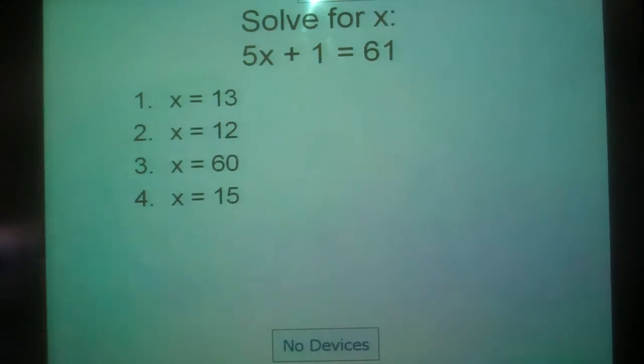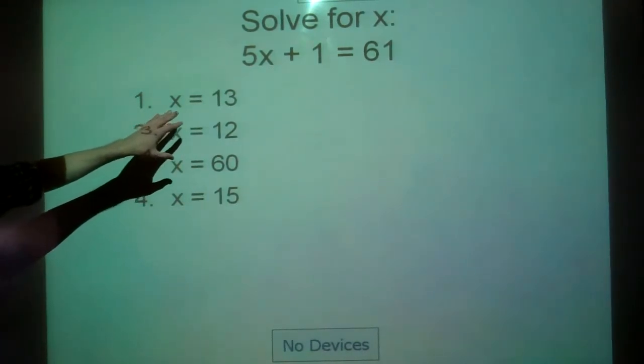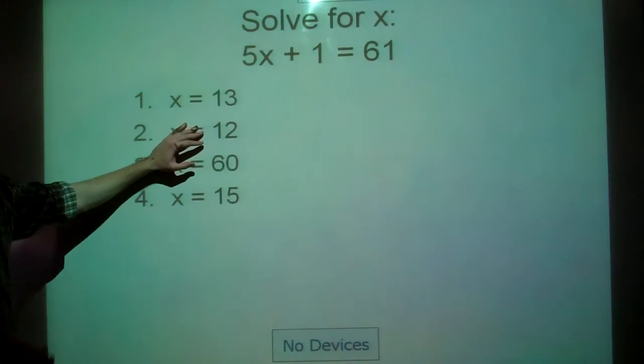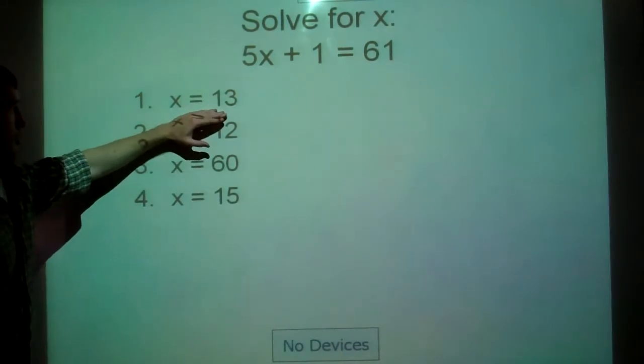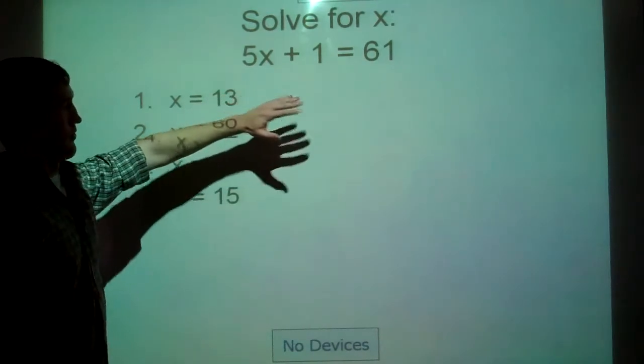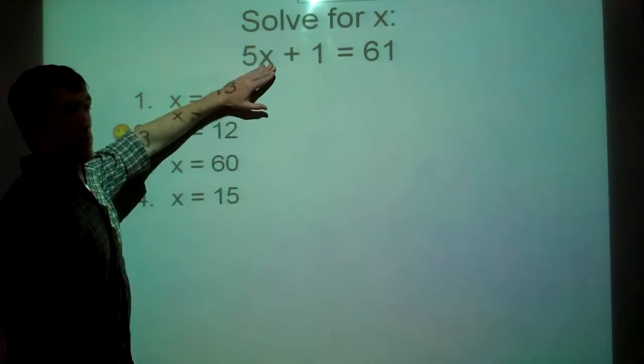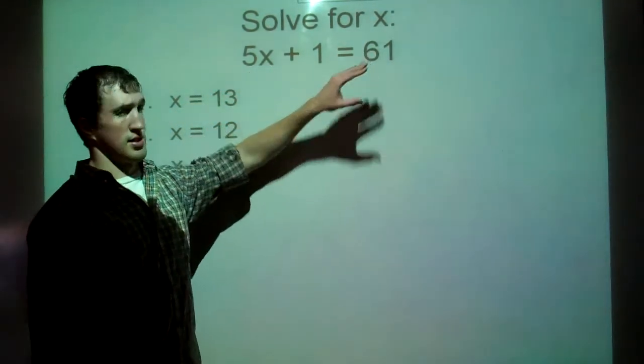Now, one thing that you can do, if they do give you options for what x is, you can actually just try each one of these, like we just did to check our answer on the last one. Put 13 in for x and see if it comes out to 61. Put 12 in there and see if it comes out to 61. Alright, I'm going to tell you right now that the answer is number 2, x equals 12. Because 5 times 12 is 60, plus 1 is 61.